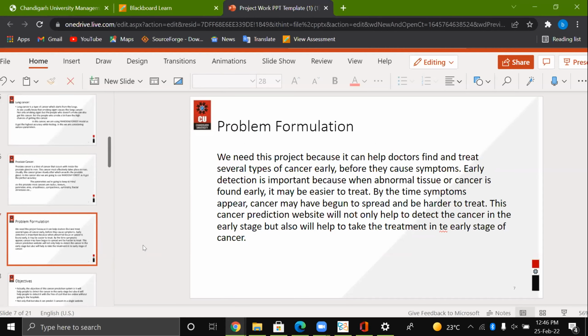Now, the problem formulation is, we need this project because it can help doctors find and treat several types of cancers early, before they cause symptoms. Early detection is important because when abnormal tissue or cancer is found early, it may be easier to treat. By the time symptoms appear, cancer may have begun to spread and be harder to treat. This cancer prediction website will not only help to detect cancer at an early age, but also help to start treatment at an early stage of cancer.